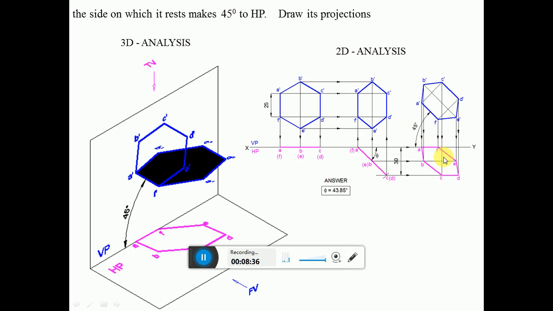If you see this sketch and also this sketch, you will see the resemblance, and also this A dash is on VP, so AF is still on VP. So this is how we will be able to solve the problem.